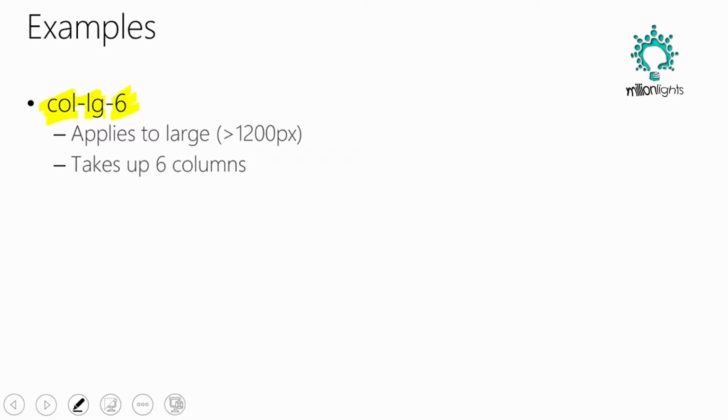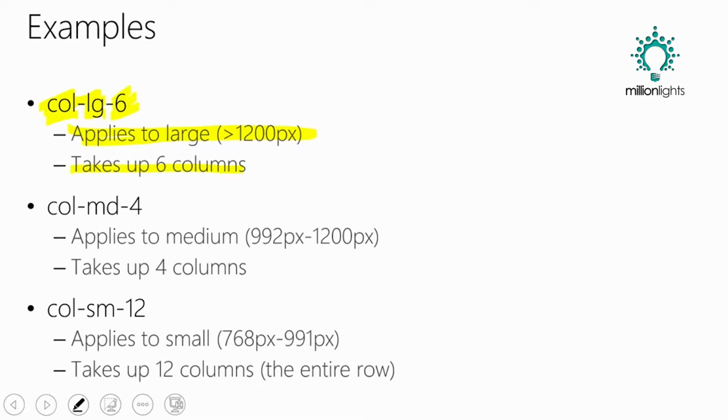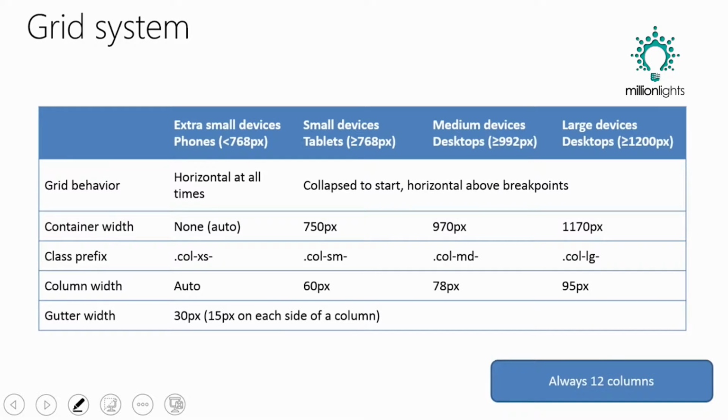So col-lg-6 is going to apply to large, 1,200 pixels, and it's going to take up six columns. If I said col-md-4, that would apply to our medium screens and will take up four columns. And then finally, last but not least, is our col-sm-12, and that's going to apply to our small screens. And again, in that particular case, that would take up 12 columns. It would be the entire row.